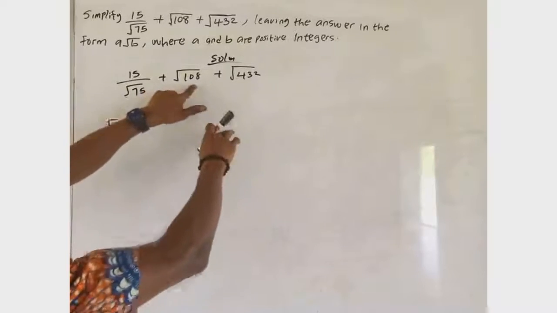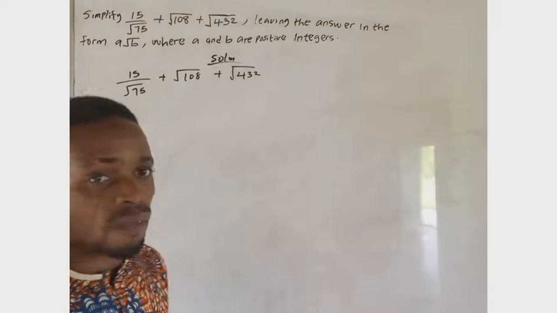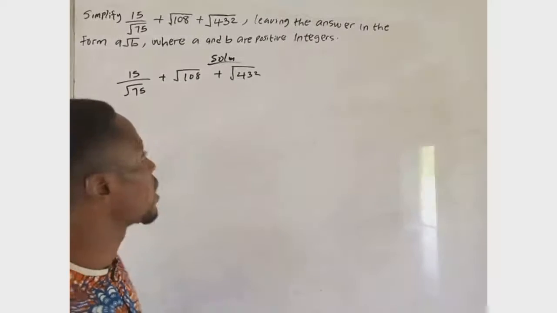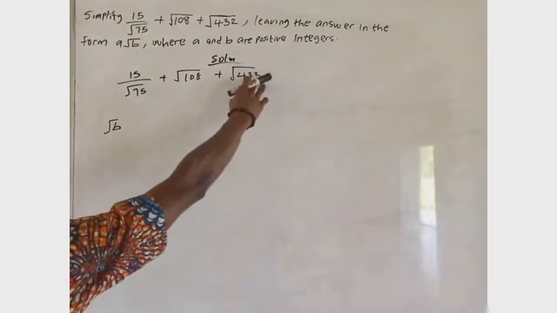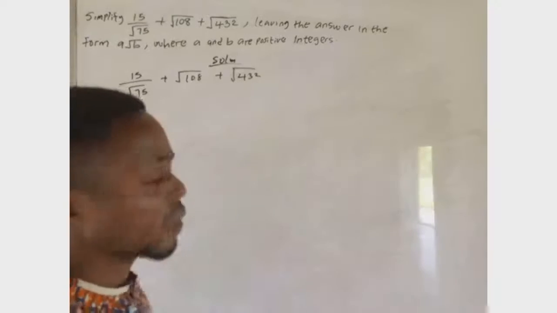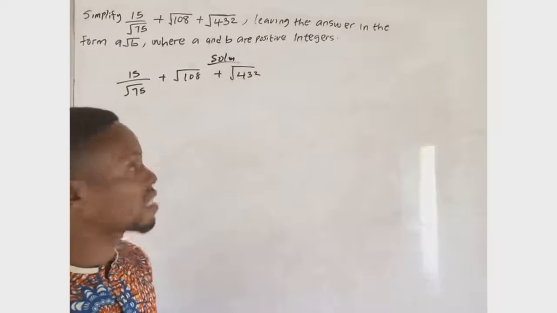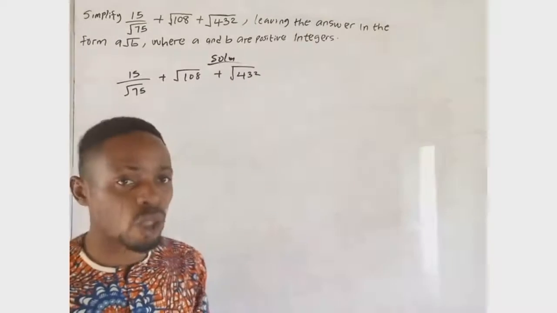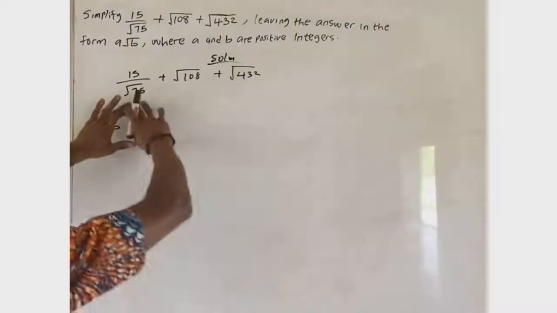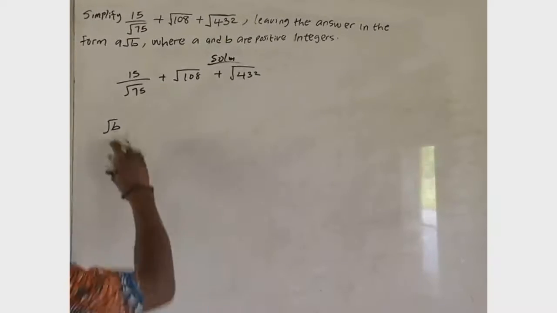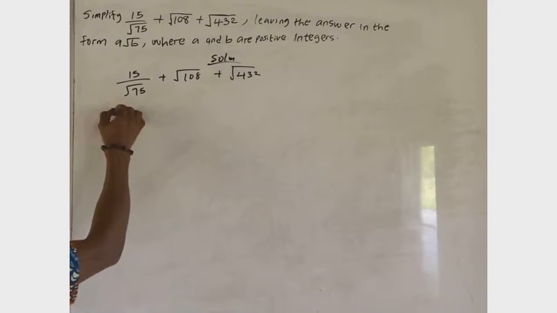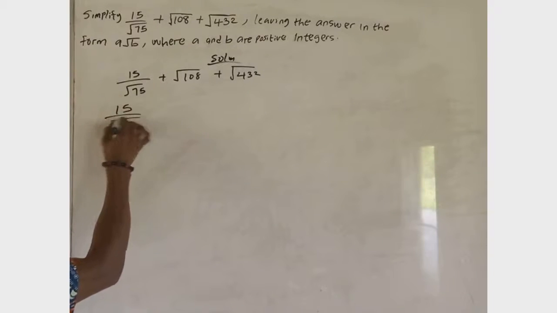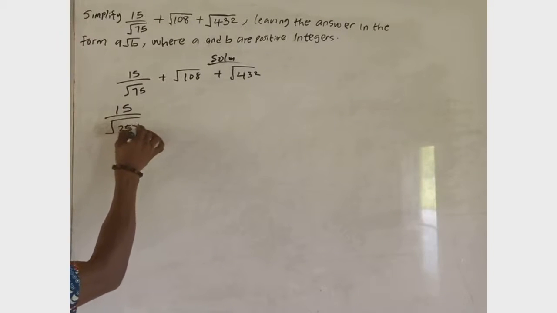The same goes for 108: divided by 3 it gives 36, which is a perfect square. The same goes for 432: divided by 3 it gives 144, and 144 is a perfect square. So 3 is common to all of them. Let's express it now. We have 15 divided by root of 25 times 3.